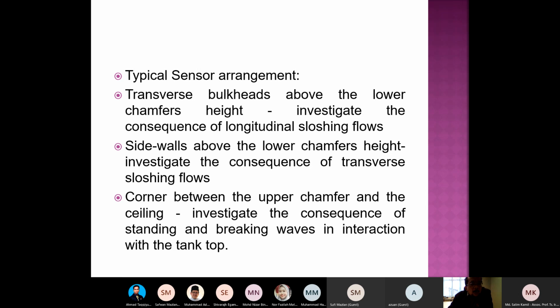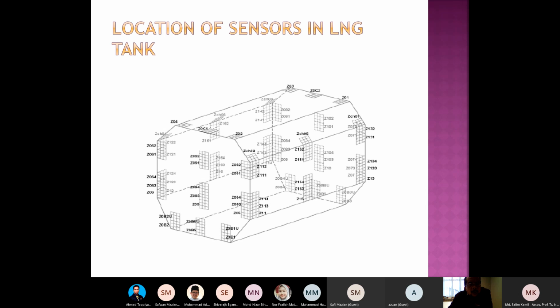The transverse bulkhead above the lower chamfer height investigates the consequence of longitudinal sloshing flow. The sidewall above the lower chamfer height investigates the consequence of transverse sloshing flow. And the corner between the upper chamfer and the ceiling investigates the consequence of standing and breaking waves interacting with the tank top. Those in the shipping business know all this terminology. So here are the sensors. Maybe not so clear, but if you run the record you can see them, more at the joints, at the side here, and also at the end and the side of the tank.